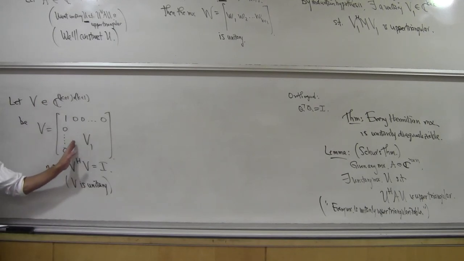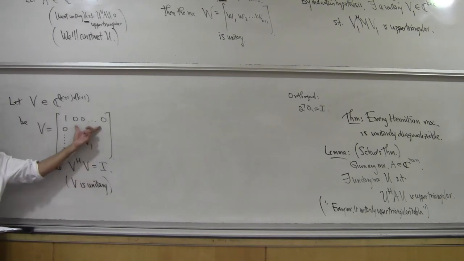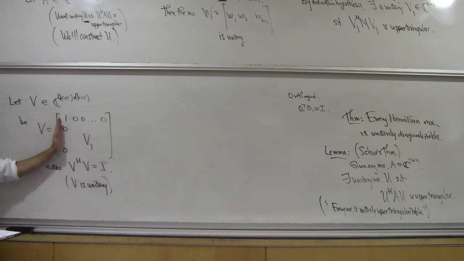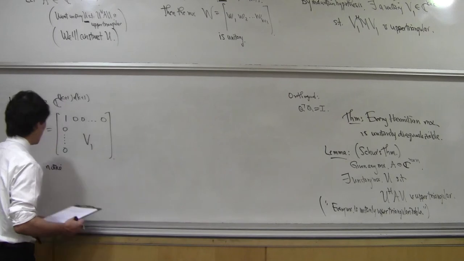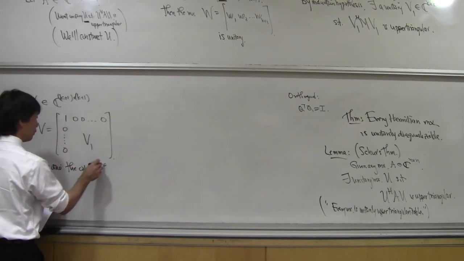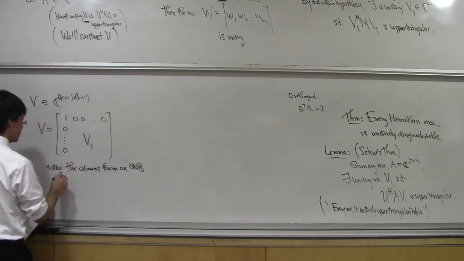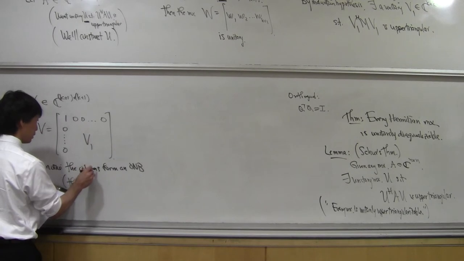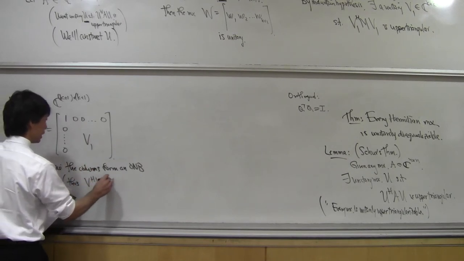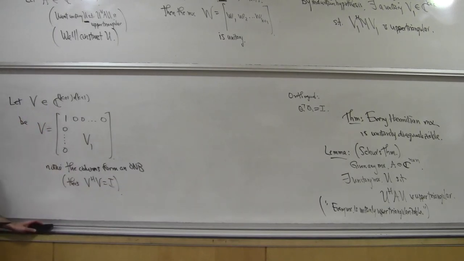Remember what unitary means. It means that the columns are perpendicular, an orthonormal basis, right? Well, these guys were an orthonormal basis of C^K. And now I throw in this one guy. This is still orthonormal. It is orthogonal to everybody else, and it has norm one. So we still have an orthonormal basis. Notice that the columns form an orthonormal basis, and thus V^H V equals the identity.